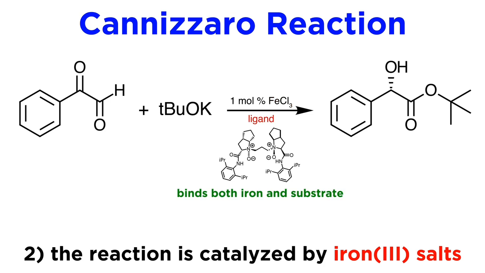Given that this is the case, designing a chiral ligand to bind both iron-3 and the substrate has the possibility of inducing enantioselectivity, although obviously not just any ligand will do. It has to be designed properly for maximum enantioselectivity and for its catalytic power. Note that only 1 mole% of the catalyst is used.